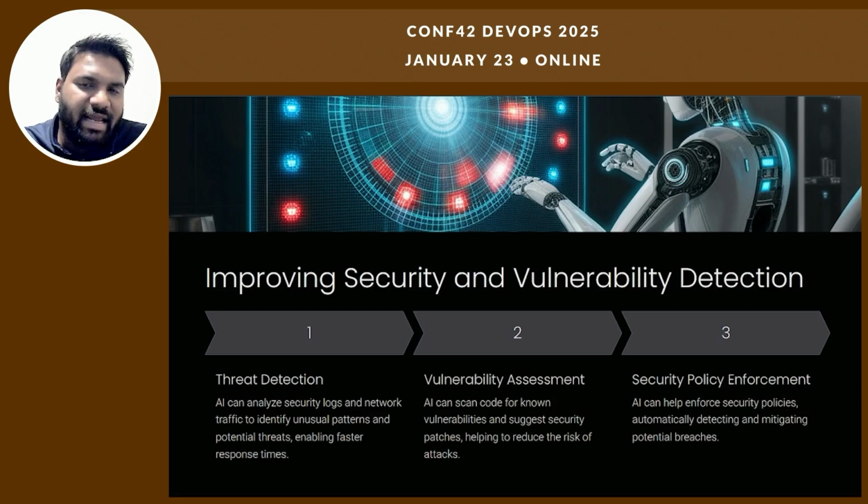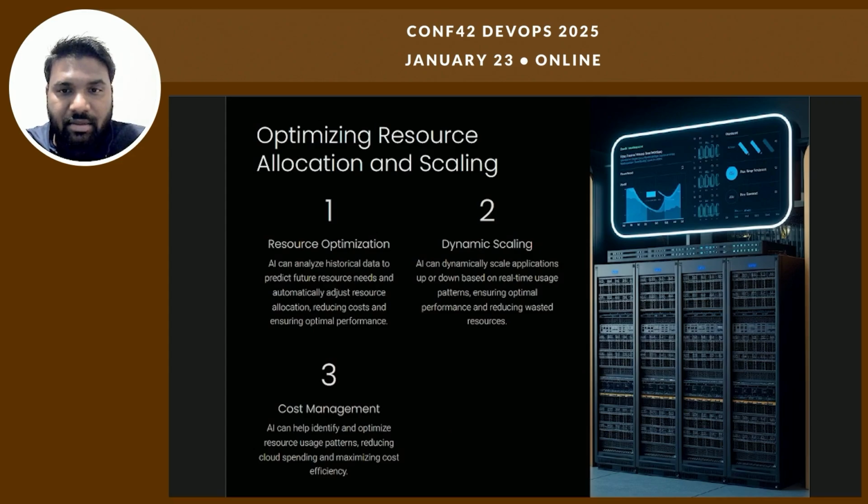Now let's take a look at how AI can optimize resource allocation and scaling. To talk about how AI can really help in resource allocation and scaling, one of the key areas here is that AI can predict resources based upon the historical data of the application, optimizing cost and performance. It enables dynamic scaling and ensures applications respond to real-time demands. And cost management insights help organizations minimize cost expenditure while maintaining efficiency.